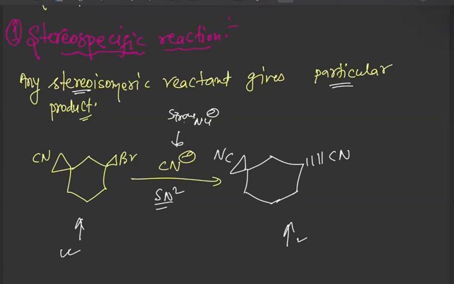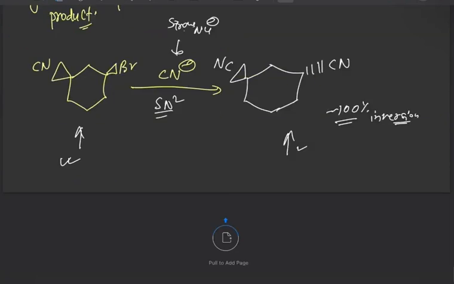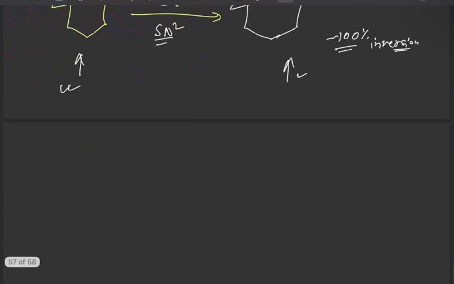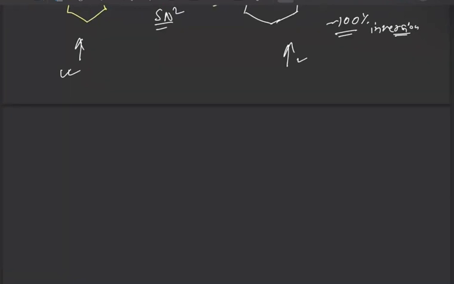Is it clear? So if there is any example like this, then this will be known as a stereospecific reaction, that a particular stereoisomer will give you a particular stereoisomeric product. It is not that trans will give both, or wedge and dash both. It will be almost 100% inversion. It is not that two products will form. No, there will be almost 100% inversion. Clear? So in this type of case, it will be known as a stereospecific reaction.